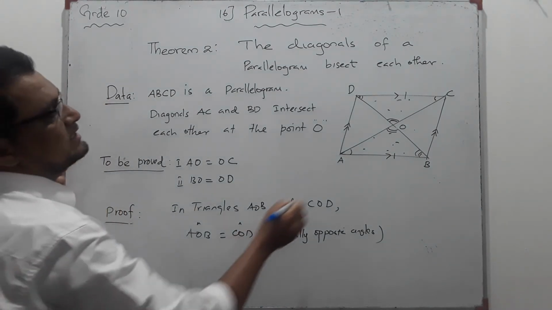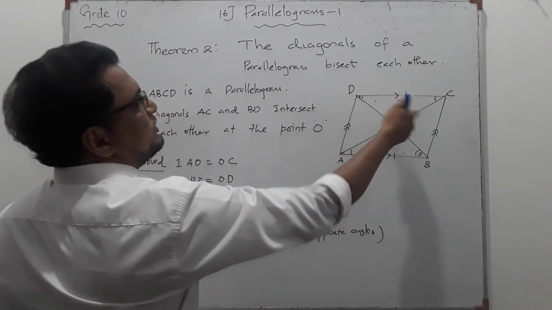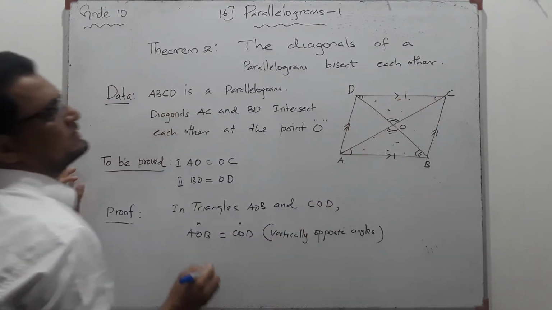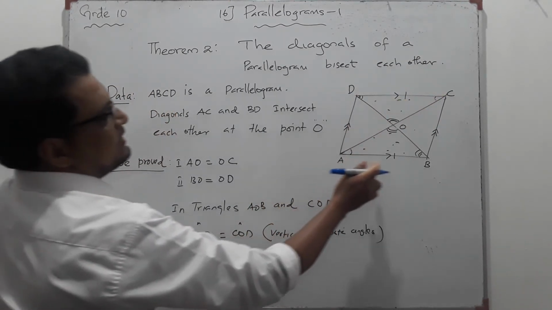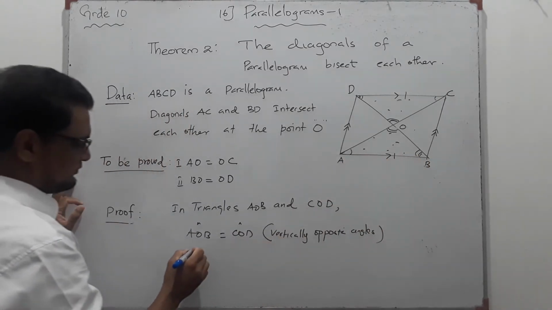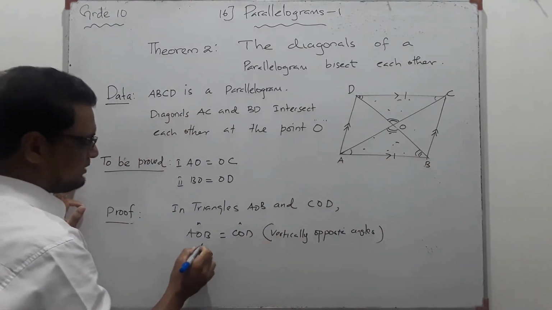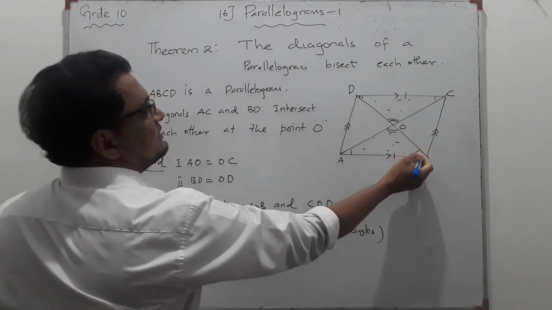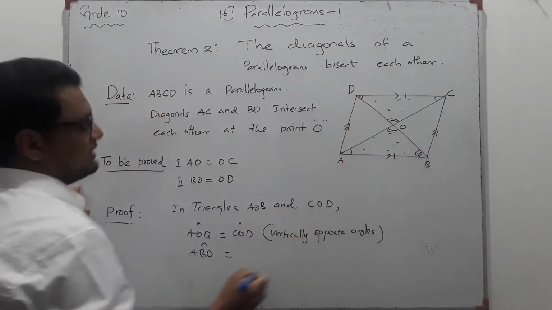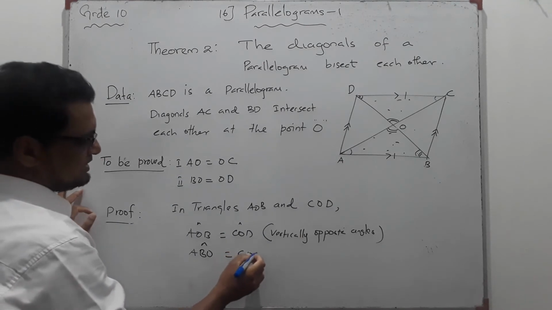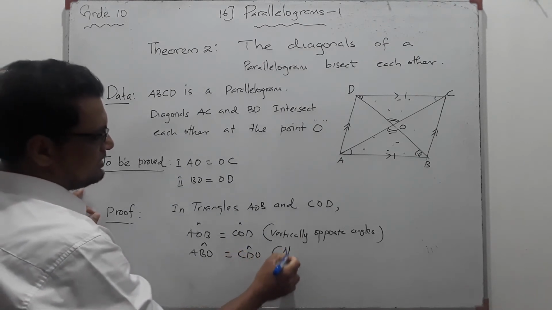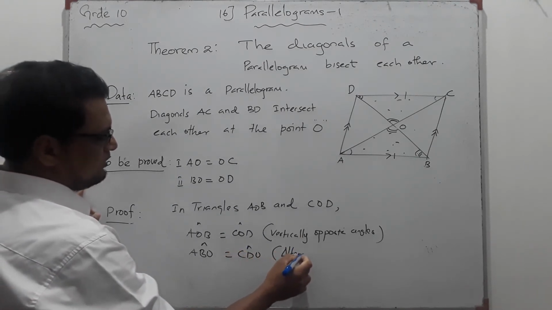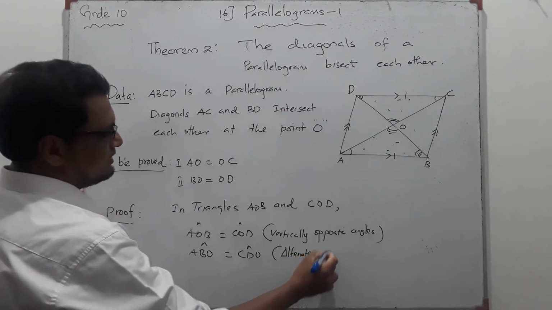Then the second choice. There are two choices, you can select one of them. I am going to take angle ABO equal to this angle CDO. What is the reason? Alternate angles.